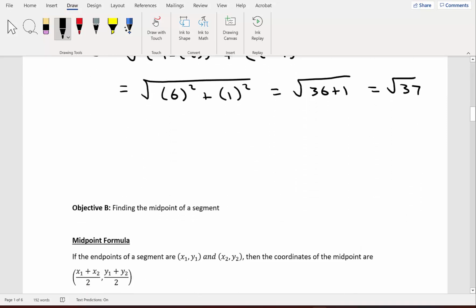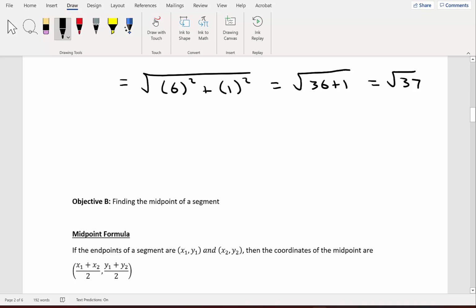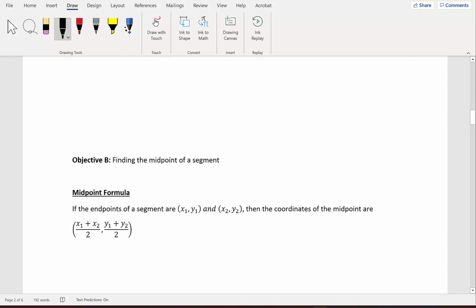Okay, so this leads us to our next objective, which is finding the midpoint of a segment. And for this, we have another formula. It's called the midpoint formula. And it states, if the endpoints of a segment are x sub 1, y sub 1, and x sub 2, y sub 2, then the coordinates of the midpoint are x sub 1 plus x sub 2 divided by 2, and then y sub 1 plus y sub 2 divided by 2.